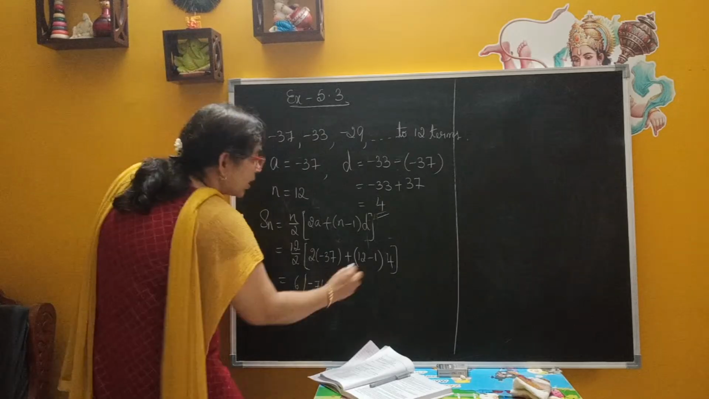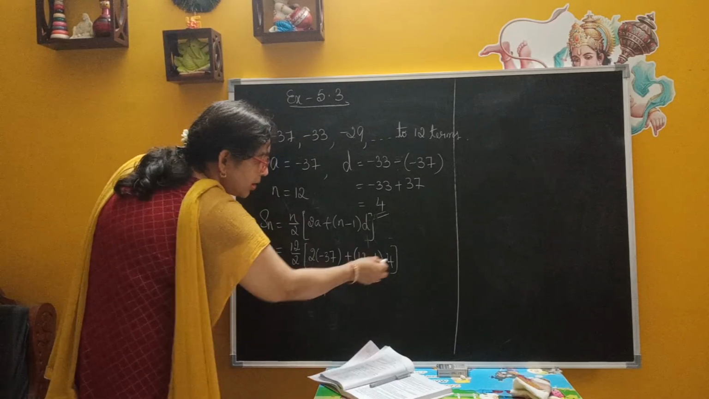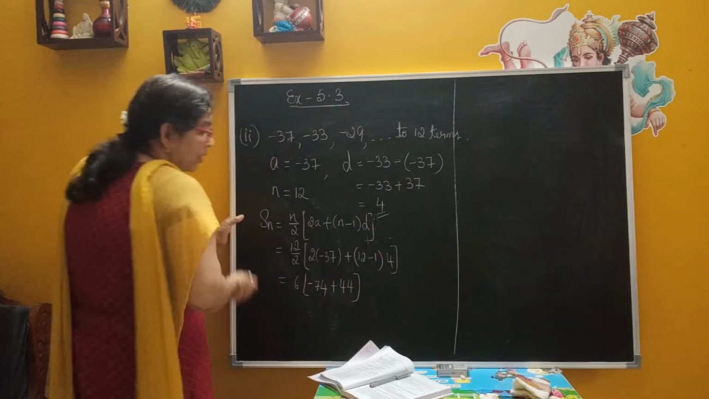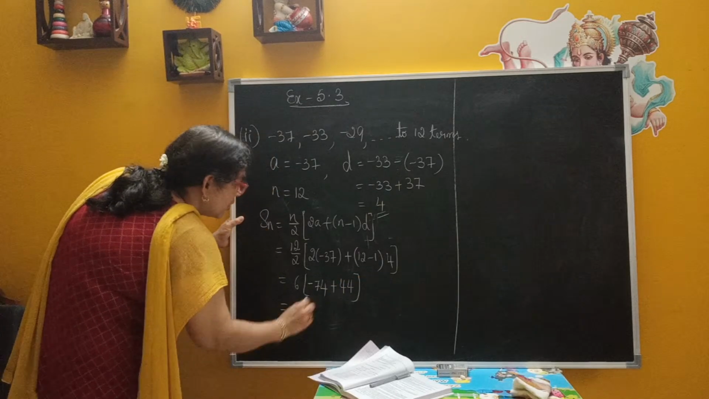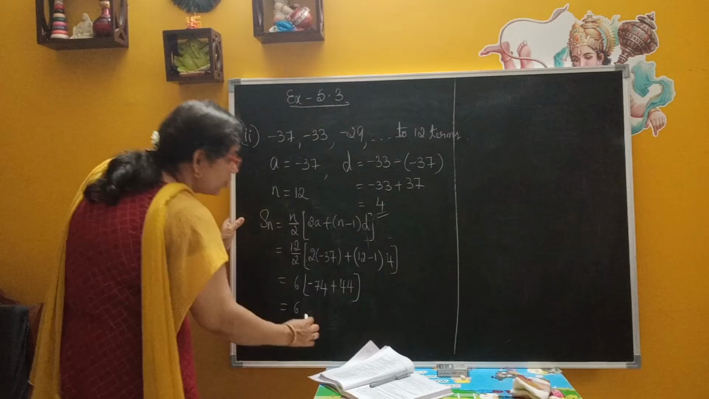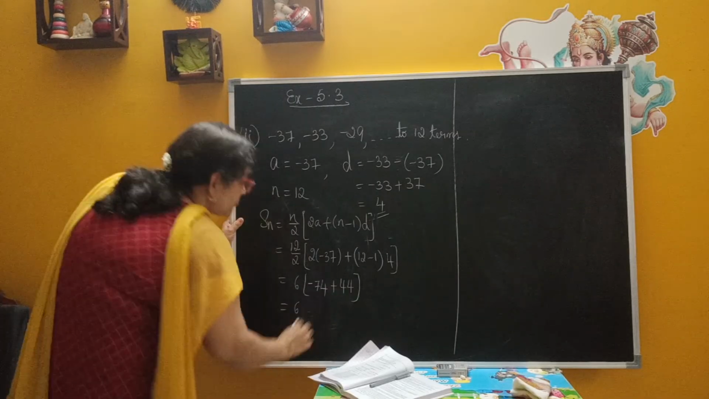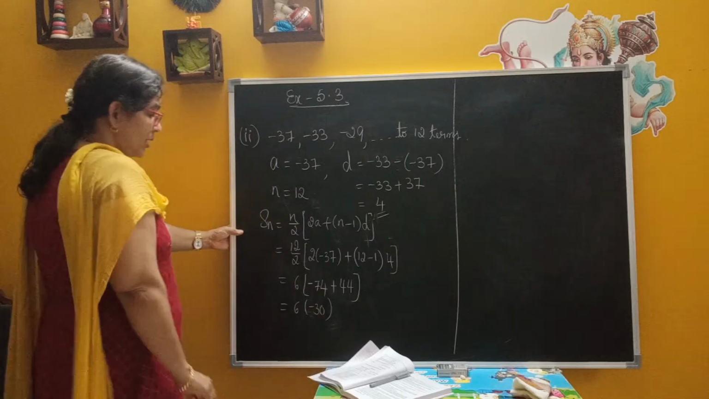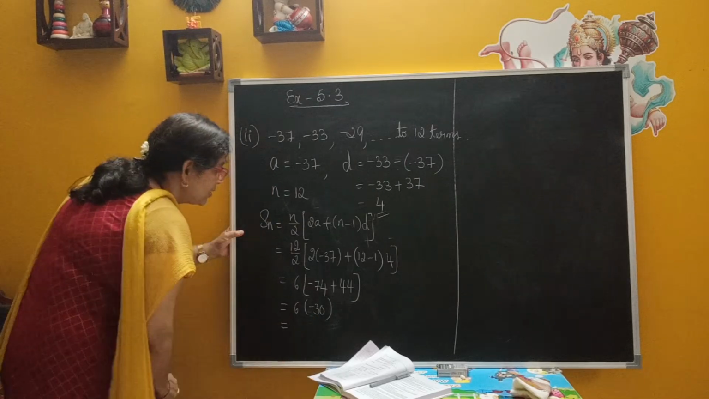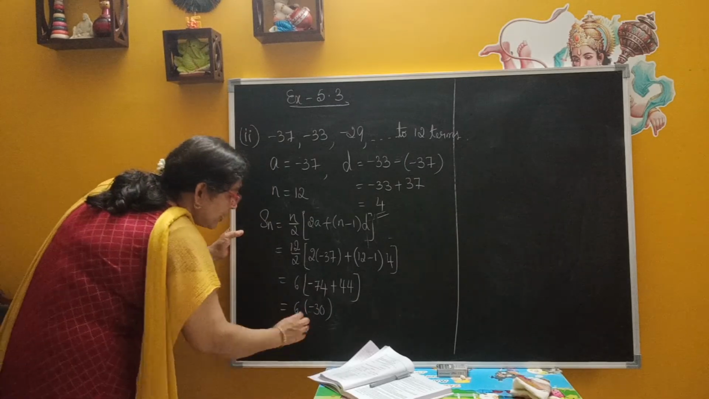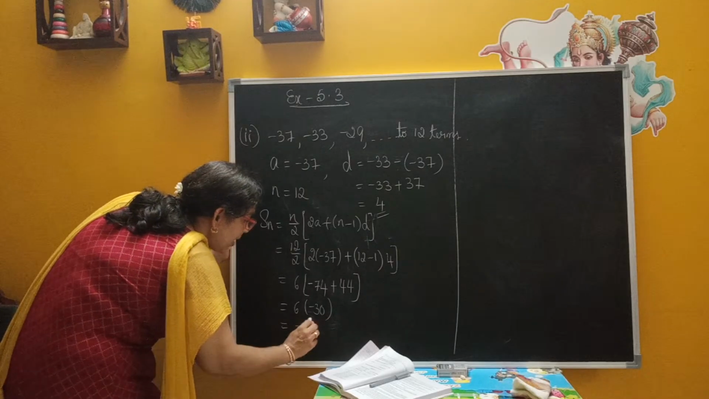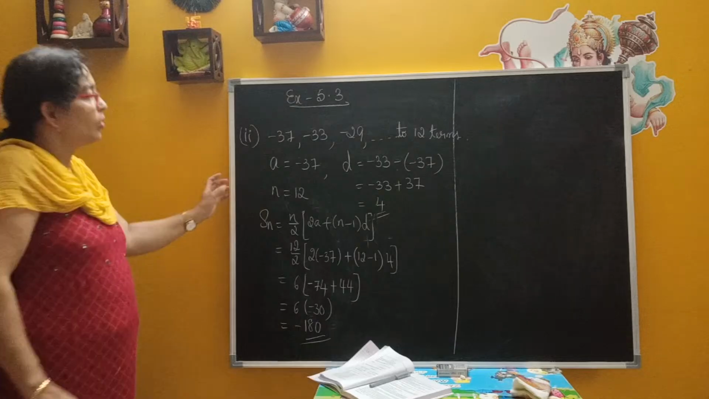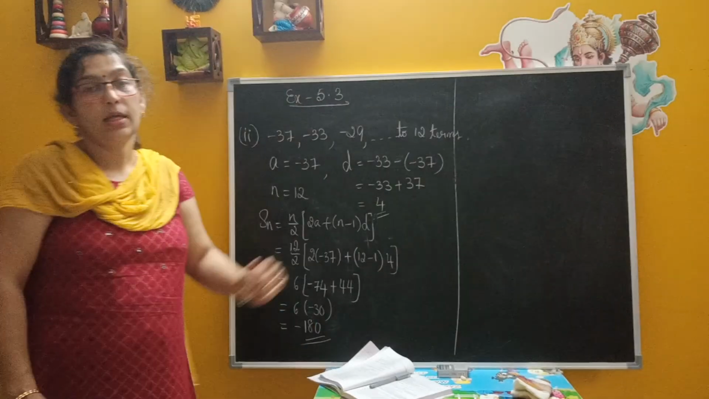74. Okay, here 12 minus 1 is 11. 11 4s are how much? 44. Okay, 11 4s. Now 6 into minus 74 plus 44. What do we get here? 30. It is minus 30. Okay, minus 30. What is the answer? Answer is 60 into minus 3, 6 3s are how much? 180. So minus 180. Okay, sum of 12 terms is minus 180.